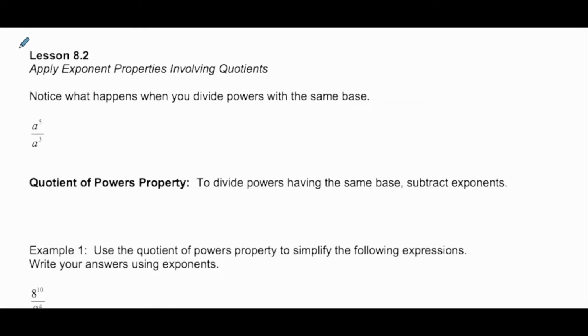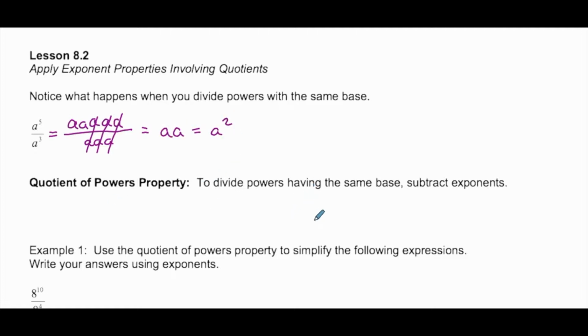Our next lesson is about applying exponent properties involving quotients. So when you divide powers with the same base, let me write this in expanded form. A to the fifth is A times A times A times A times A. A to the third is A times A times A. You can simplify by canceling out a pair from the numerator and the denominator. All that's left is A squared.